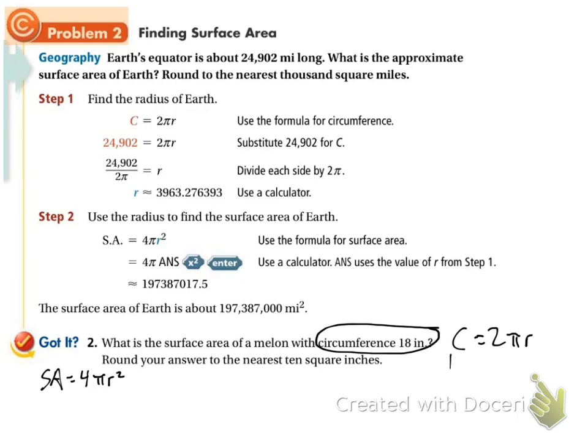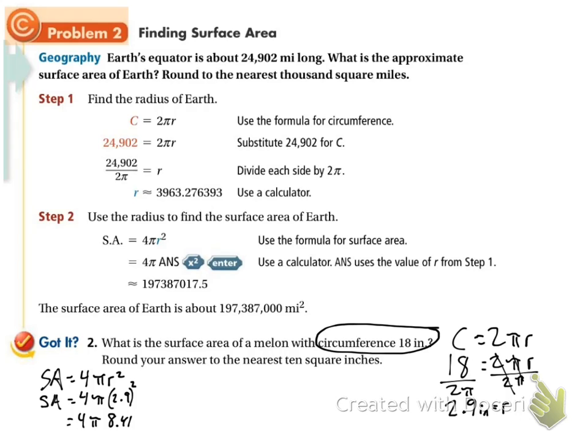I can plug in 18 for C, because that's the circumference, equals 2 pi r. Now I just need r alone, so I can divide by 2 pi, because then these cancel out since they're just 1. On my calculator, 18 divided by 2 pi gives me 2.9 inches. Now I can plug that into my surface area equation. Surface area is equal to 4 pi times 2.9 squared. 2.9 squared gives me 8.41.